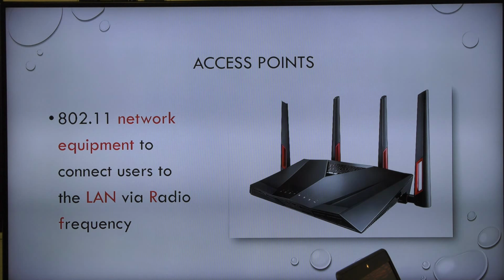802.11 network equipment. Remember, don't lose the big picture. A lot of times you get lost in the big picture. 802.11 is simply connecting users to the LAN via RF. The main reason why you have to put security on radio is because anyone who intercepts or can connect to your access point actually is connecting to your LAN.